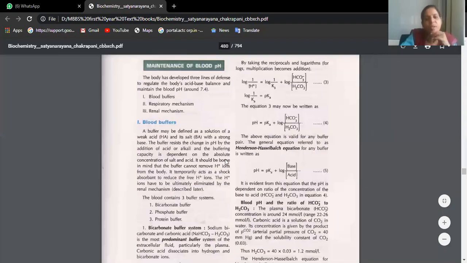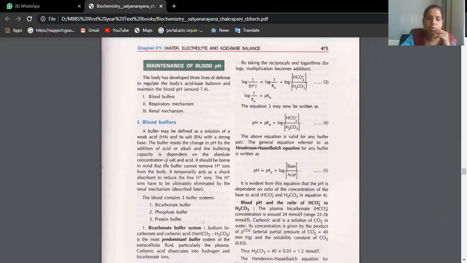We were just talking about the definition. What is a buffer? It's nothing but a solution of a weak acid and a salt with a strong base. That means whenever our pH is disturbed, this buffer will come and neutralize either excess acid or excess base, so that pH is always maintained constant. That is why our blood pH is always 7.4.